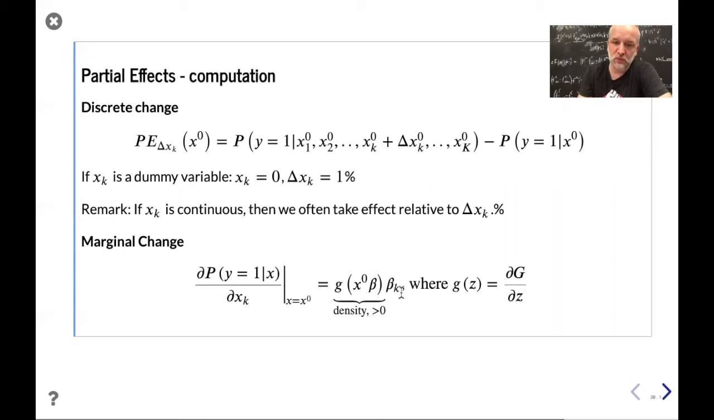Okay, so this is a density, which is always positive, which really means that the sign of these marginal changes is always determined by the sign of the coefficient beta. So it may be that we don't really know the magnitude of the effect just from looking at the size of beta, but we'll know the direction of the effect in a binary response model, because this density is always positive. A key thing to take away is that these marginal changes, either the partial effects, the discrete changes or marginal changes, always depend on the explanatory variables.